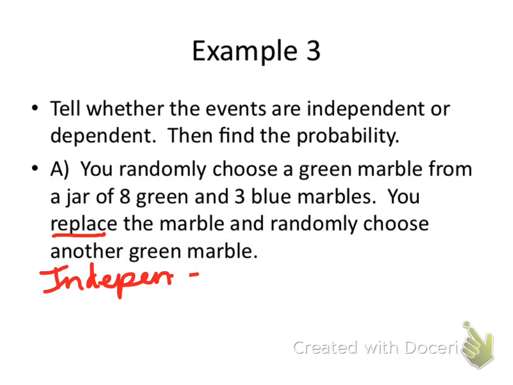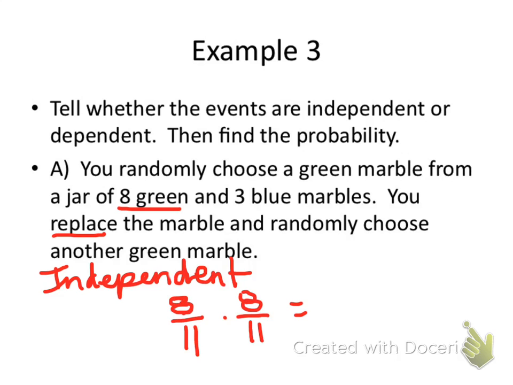Let's try this again. A few more letters there. Independent. And the probability of getting a green marble, there are 8 green out of a total of 11 marbles. And when we replace it, there are still 8 green out of 11, so 64 over 121, and there is nothing to reduce.